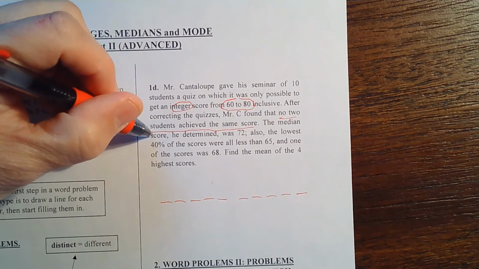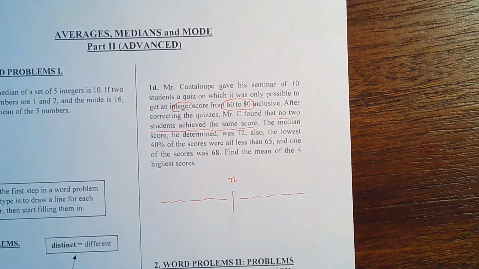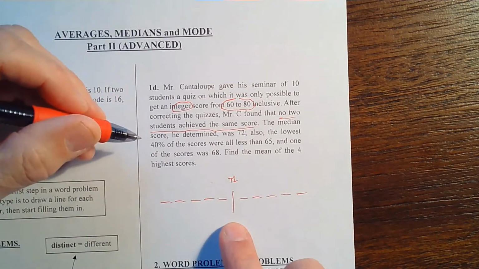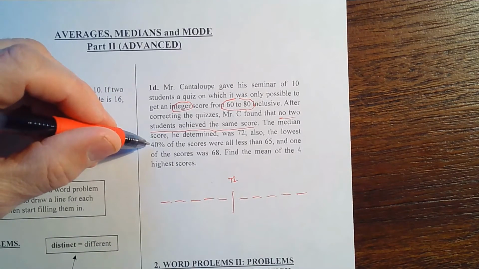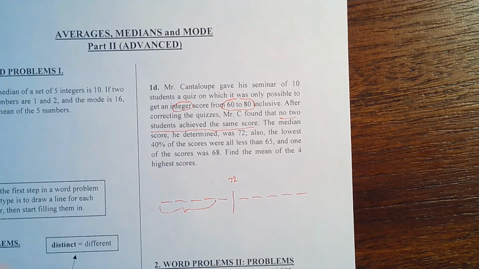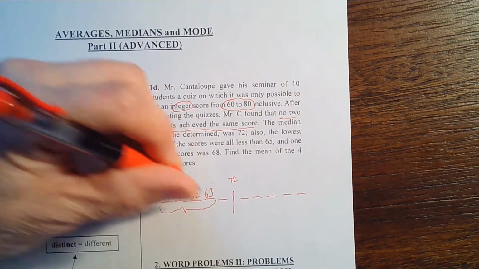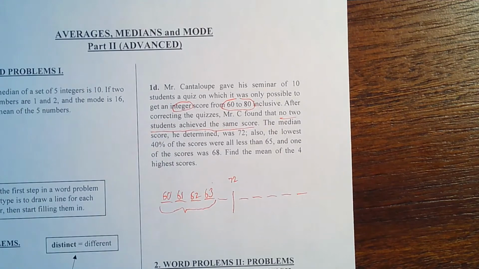The median is 72. Now, we have an even number of terms, so that doesn't necessarily mean that any of these scores is actually 72. So we're just going to have to put a hold on that there. The lowest 40% of the scores were all less than 65. So all of these here are less than 65. So maybe you'll just put in 60, 61, 62, 63. Doesn't really matter.